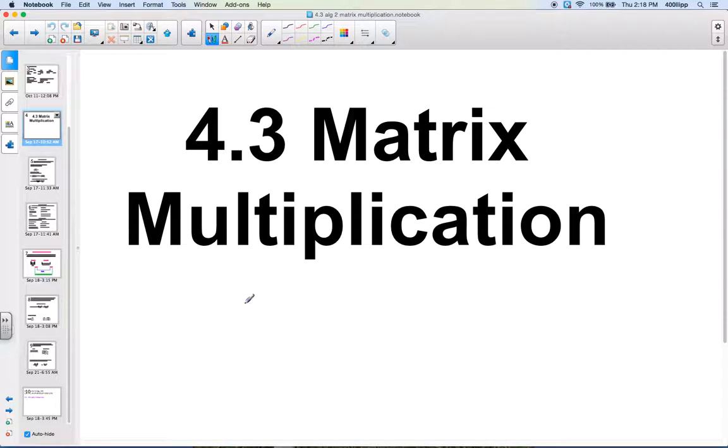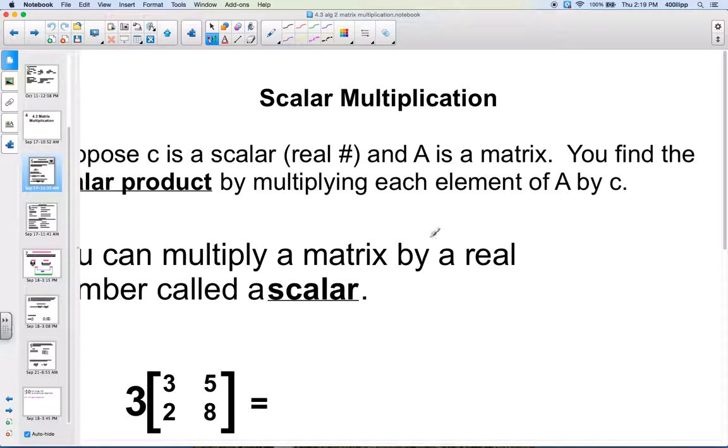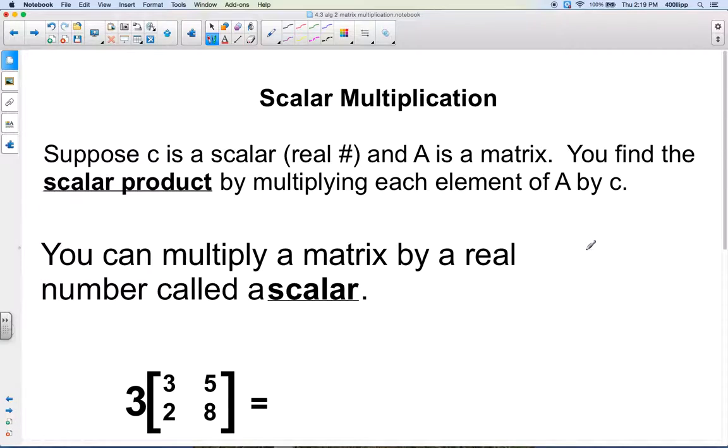Okay, today we're doing 4.3 matrix multiplication. So let's get started here. We know from the previous lesson in 4.2 with matrix addition and subtraction, we talked a little bit about the dimensions and which ones we can and cannot add, right? So let's take a look here, starting pretty basic with scalar multiplication.